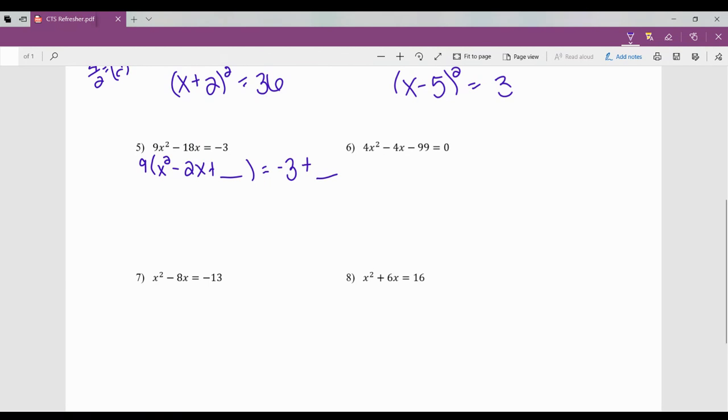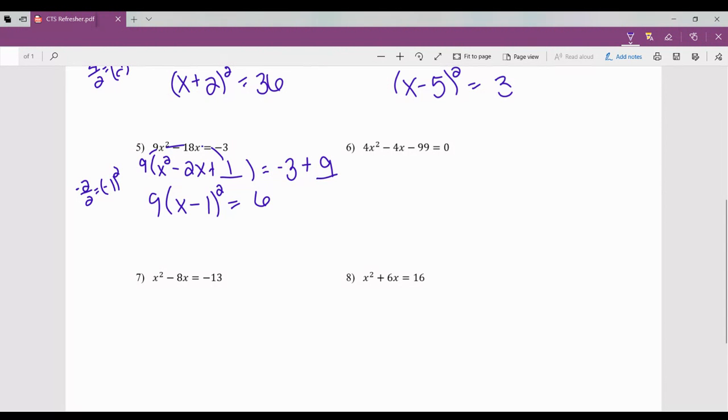So I take that middle term now that I've factored out the 9, which is a negative 2. I'm going to divide that by 2, so I get negative 1. I square it, I get 1. So I add 1 on the inside, but technically I didn't add 1, I added 9. So I add 9 to this side. So I have 9 times x minus 1 squared is equal to 6.